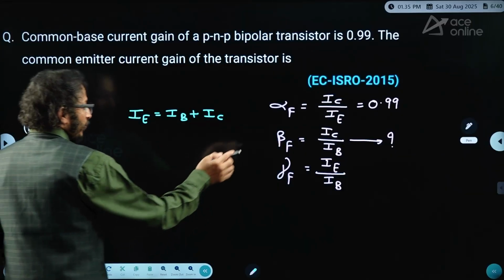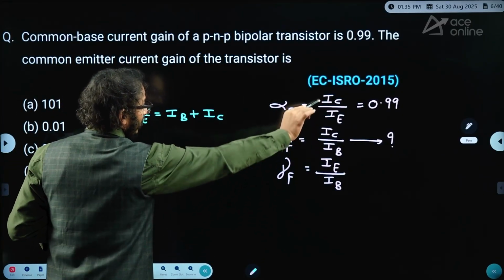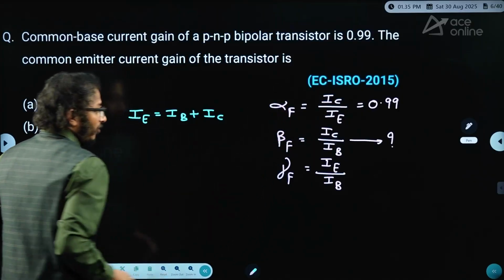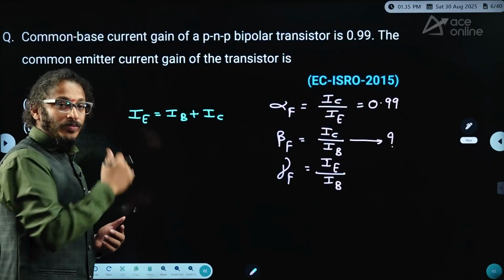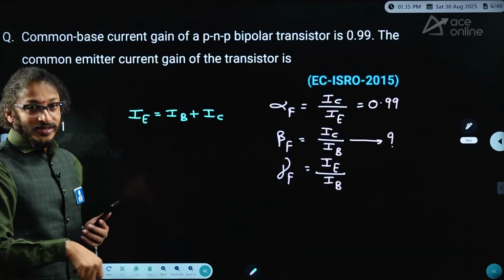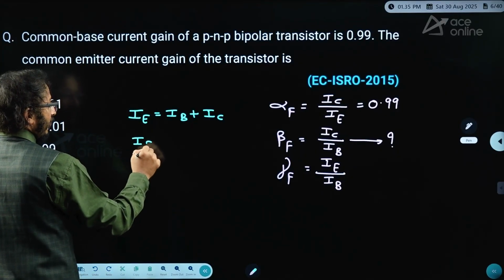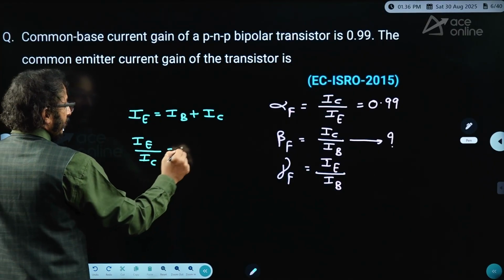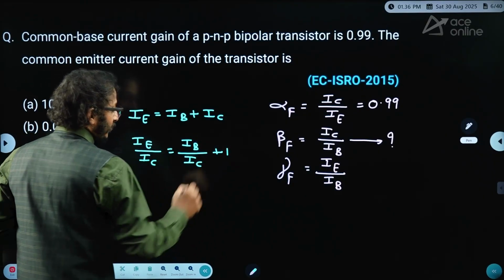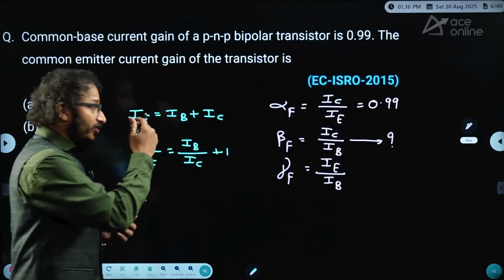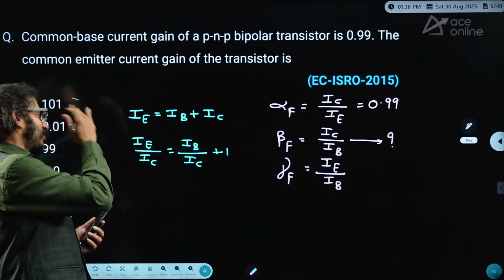Now, I need the relation between alpha and beta. In alpha and beta, what is common is IC. So that current, the so-called collector current, as it is common in both, divide that current in this expression. If I divide IE by IC, then it will be IB divided by IC plus 1. Which current is common? Divide with that current in this expression.